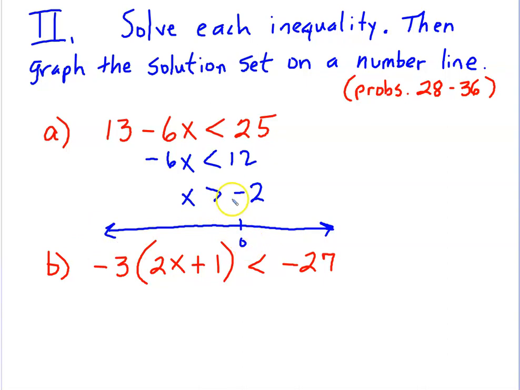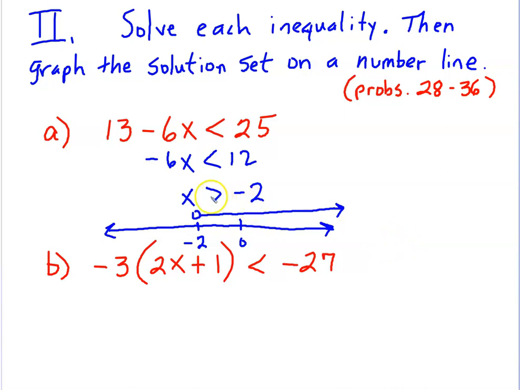I typically put 0, and then I put the number part of my answer, the boundary part, in reference to 0, would be on the left. And I'm going to show the solution set is all the numbers greater than -2. So this is called an open interval. Since -2 is not part of the solution, I leave the circle open and I shade to the right.